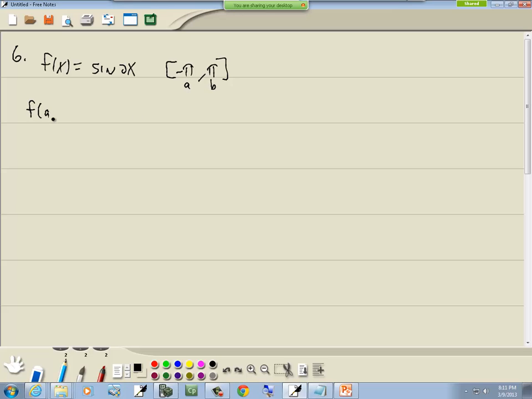So we want to find f of a, which is f of negative pi, and that gives us sine of 2 times negative pi, which gives us sine of negative 2 pi. Now remember odd functions. If you've got a negative, you can put the negative out in front. So that gives us negative sine 2 pi. And if we look up 2 pi on our unit circle, it starts back at the beginning there. It's 0. So negative 0 is 0.